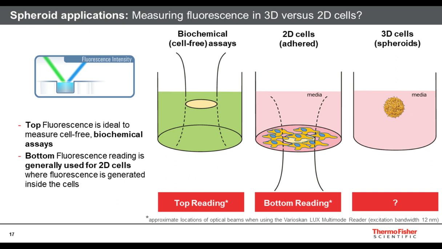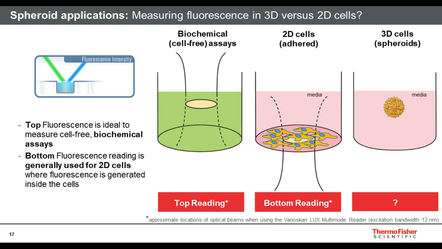So when you're measuring samples that have fluorescence homogeneously distributed in the well, then this is an ideal optical design that will allow you to excite and measure most of the emitted signal from the middle of the well.